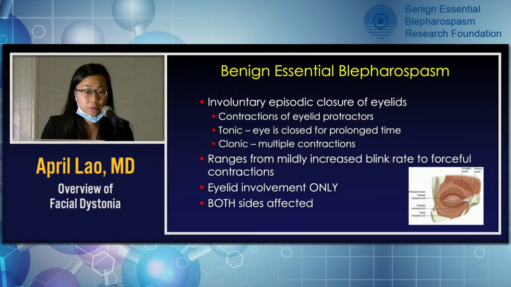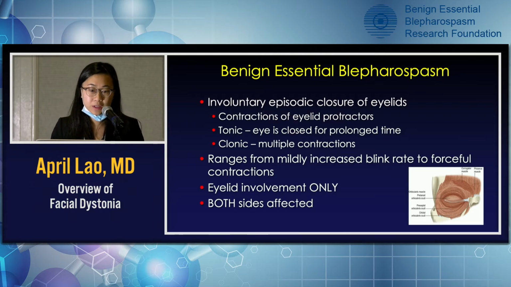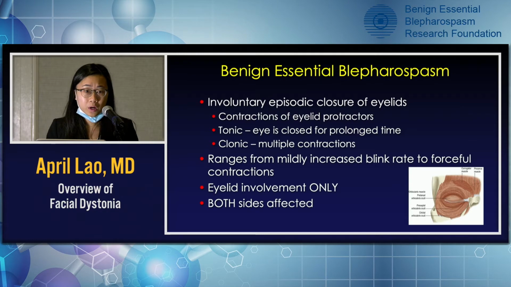So the next one, benign essential blepharospasm. This is an involuntary episodic closure of the eyelid. It's contractions of the eyelid protractors, the eyelid closers, which can be tonic, where it shows as the eye is closed for a long period of time, or clonic, where you get those multiple contractions. It can have a wide range of presentations from a mildly increased blink rate to forceful contractions resulting in functional blindness. This affects the eyelids only and affects both sides at the same time.